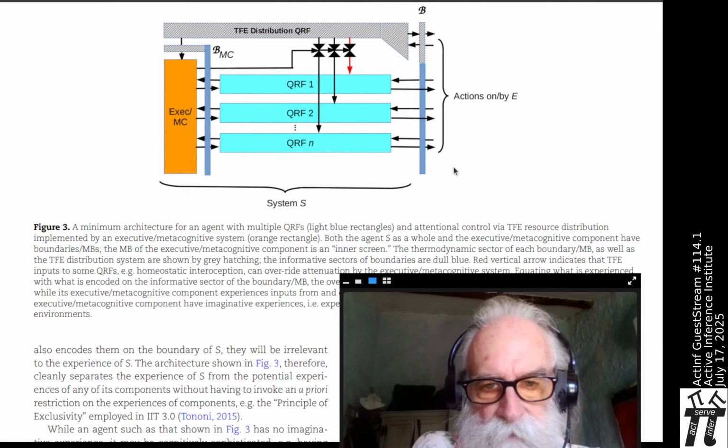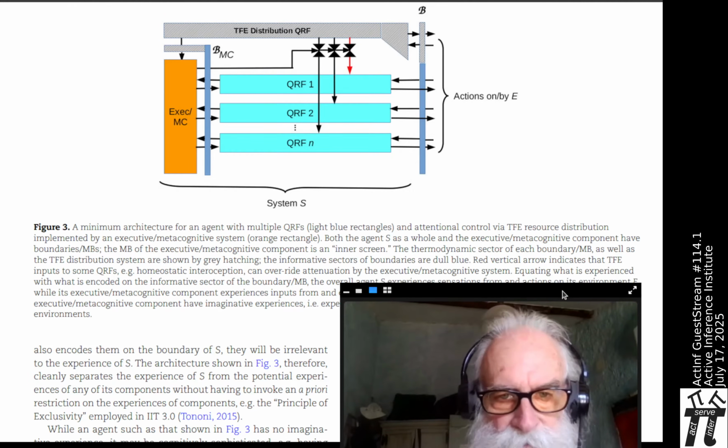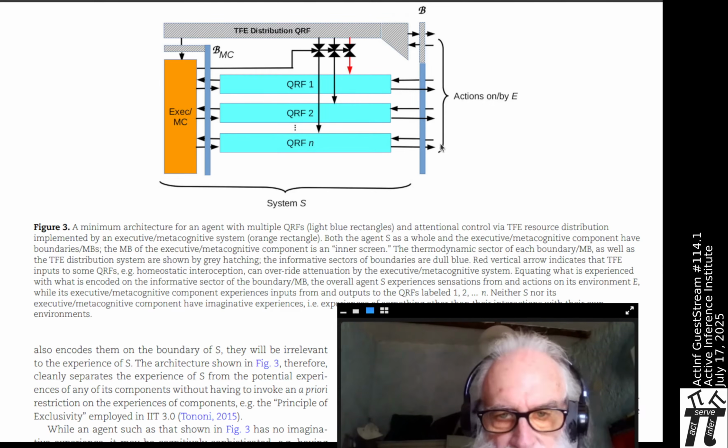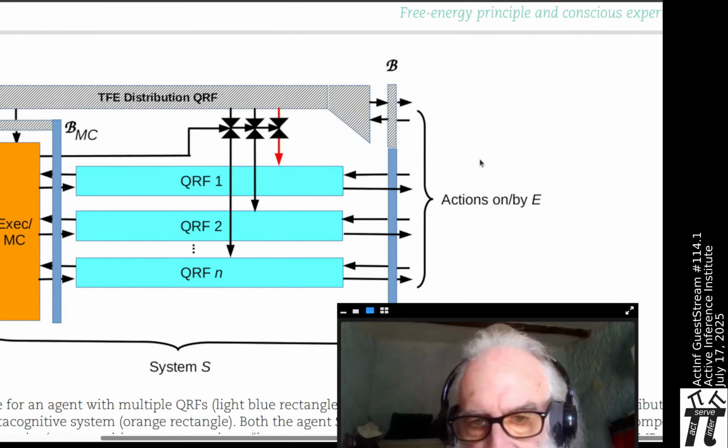There it is. I don't know whether it's possible to make that a little bit bigger on the screen, but yeah, that's better.